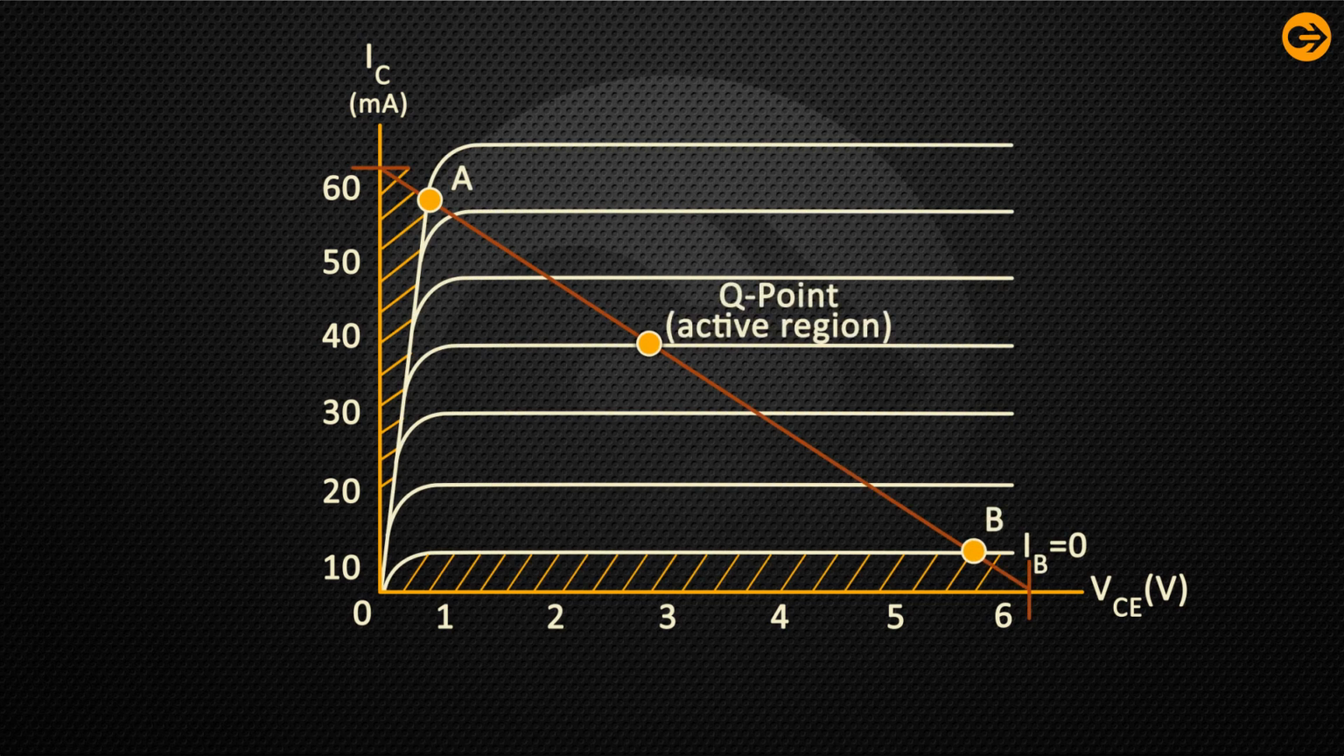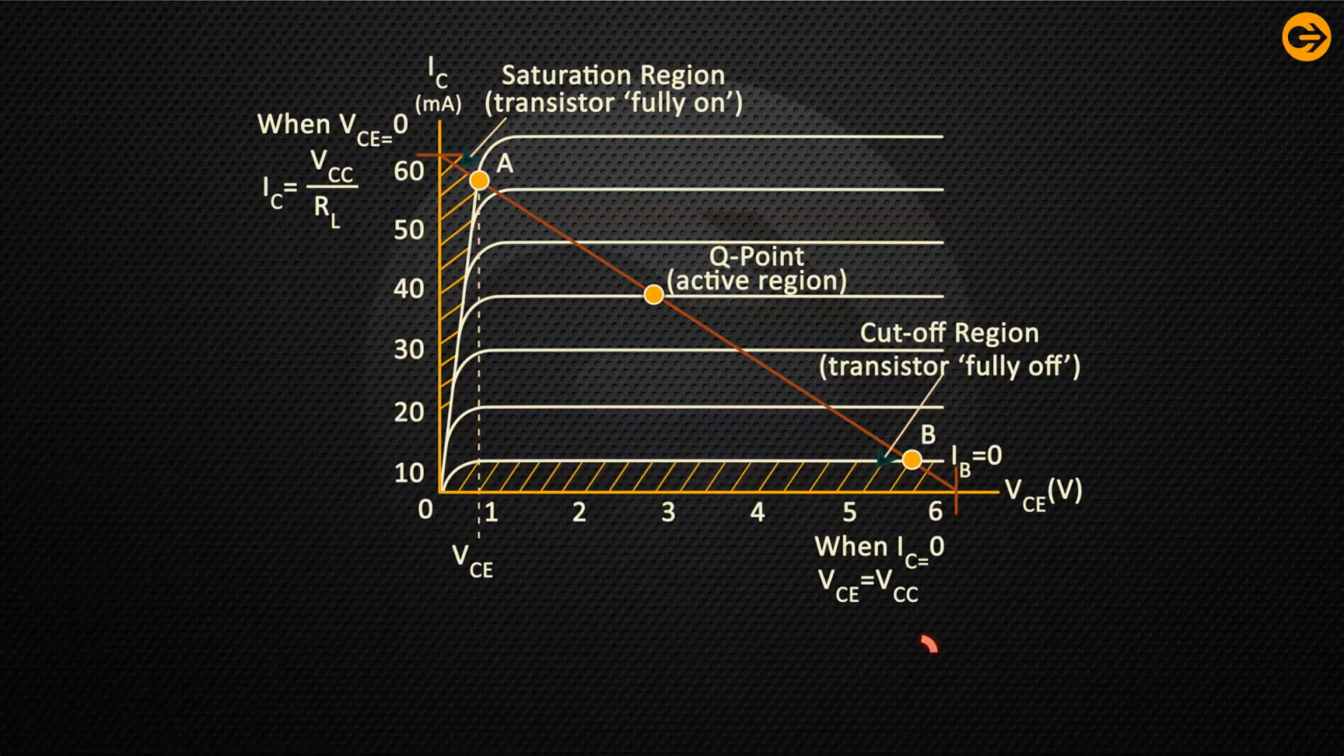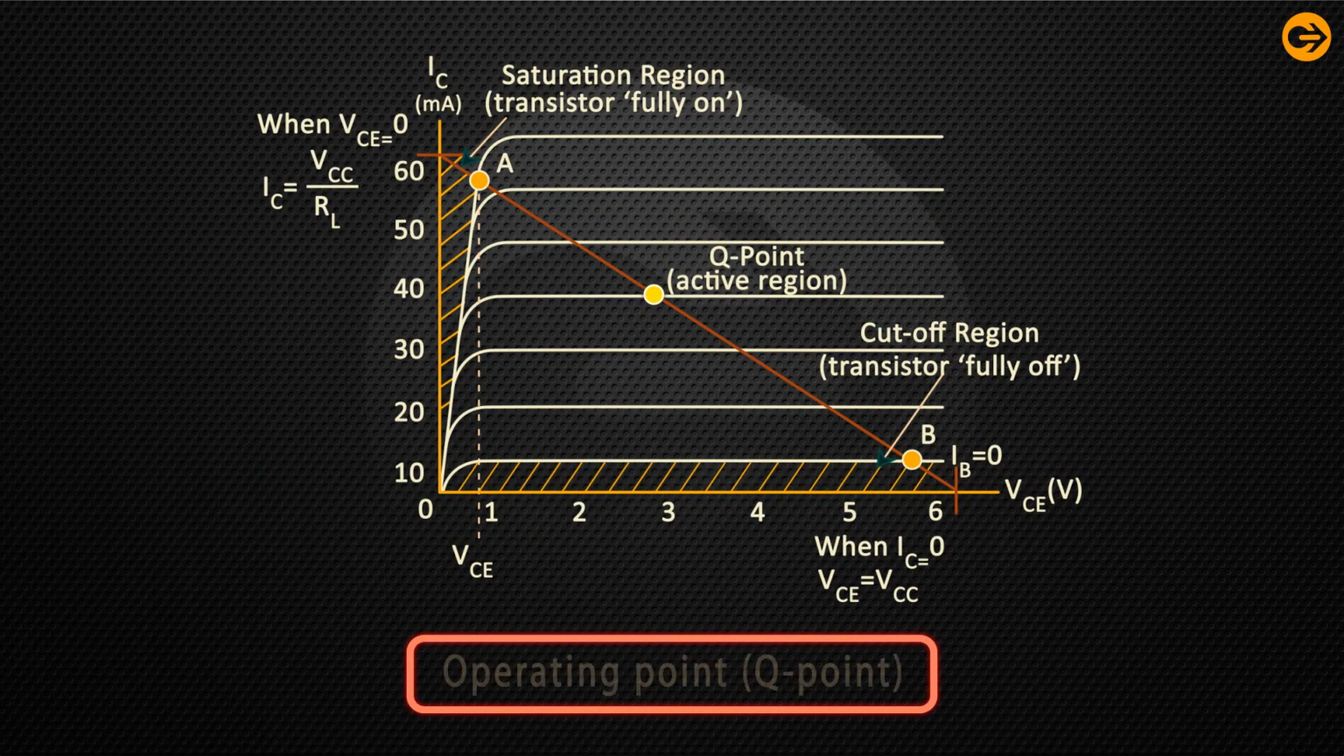A DC load line is drawn using the values of VCC and RC. The intersection of the DC bias value of IB with the DC load line then determines the operating point, that is also known as the Q point.